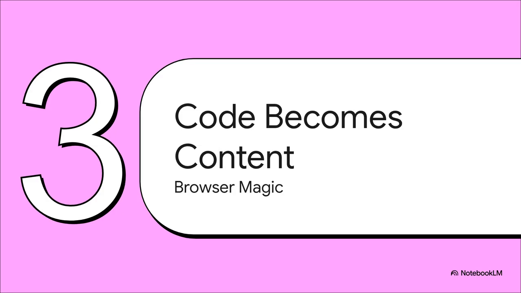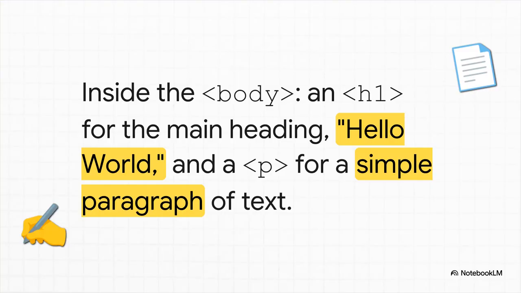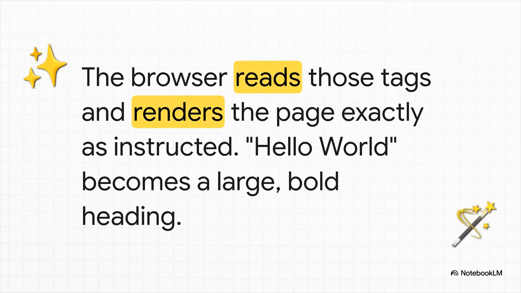So this is where the magic happens. How do we get from this simple text file to the actual content that we see and interact with on a website every day? It's actually way simpler than you might think. So inside our body tag, remember that's the visible part, we just put an H1 tag to say, here's our main heading, and a P tag to say, and here's a paragraph. And bam! That's the result. The browser reads those tags and does exactly what it's told. Hello World becomes this nice, big heading, and the other text shows up as a normal paragraph.